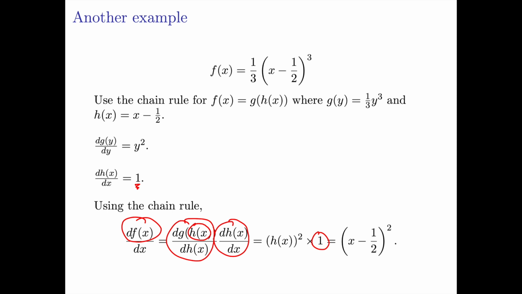The derivative of g with respect to its argument is just the square of its argument. And if we're evaluating it at h of x, we just substitute h of x for y. So we get h of x squared. But we know what h of x is. h of x is x minus a half.